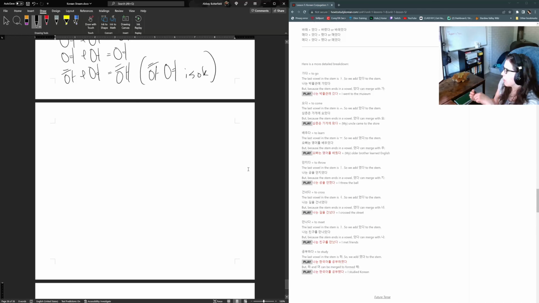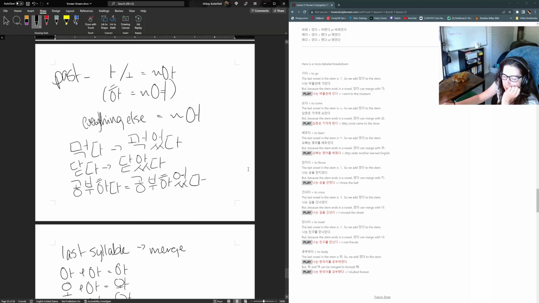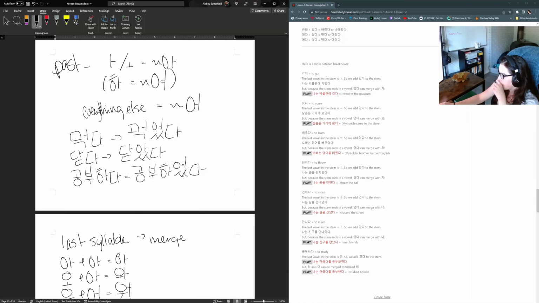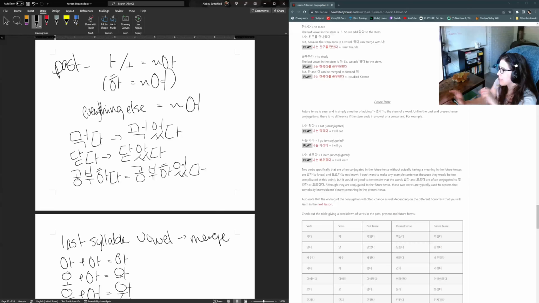I feel so stupid. Did any of our example sentences, 먹다, 닫다, 공부하다? So this one could be 공부하겠다 or 했다. I think it could be either. Yeah, so if it ends in a last syllable vowel, merge. Moving on. My head hurts.